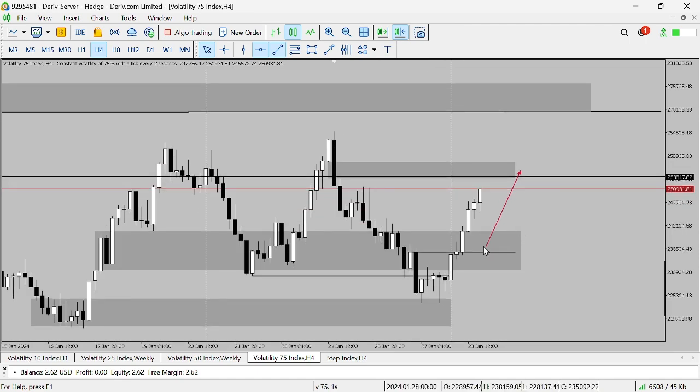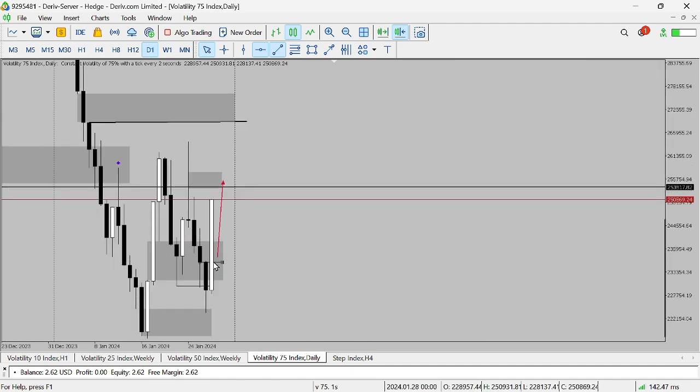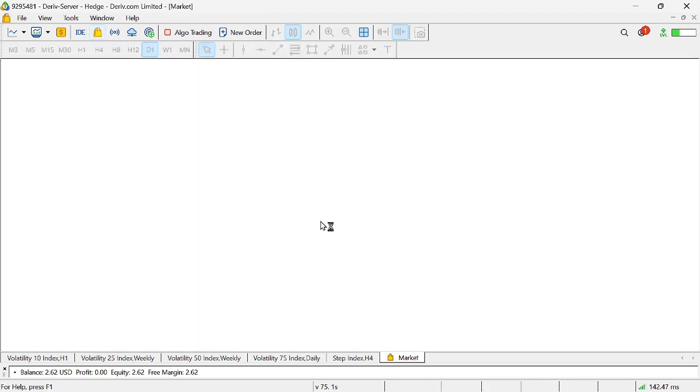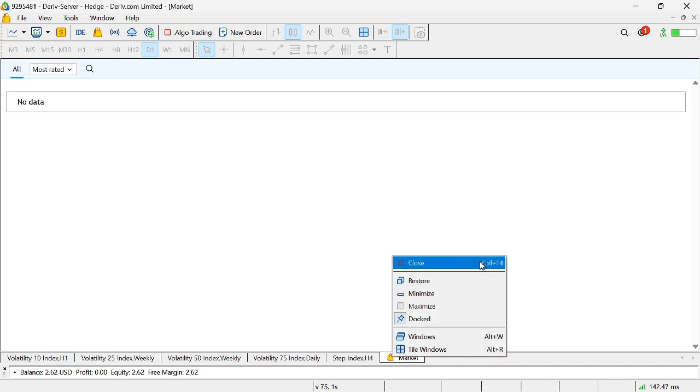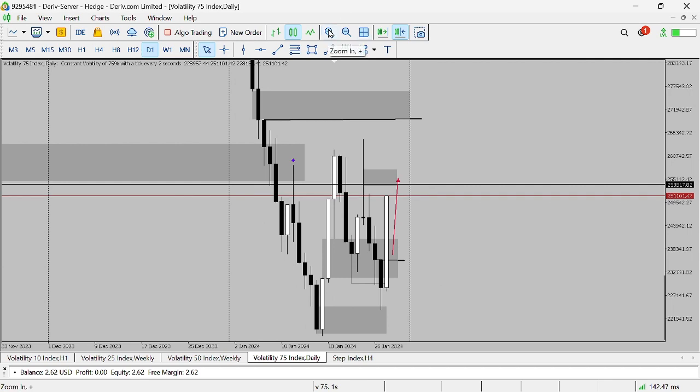So whatever happens, I only want to buy from discount. So I'll be watching to see if price can come to discount levels to give me entry. The daily order block that I marked is also an order block on the 4 hour. This is the daily order block, and it is also another block on the 4 hour chart.